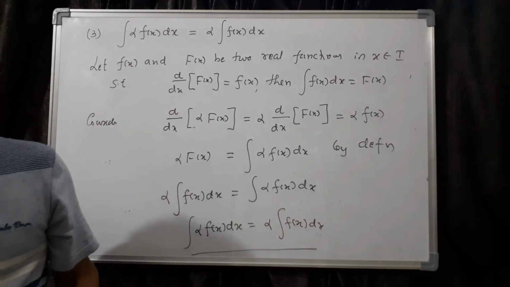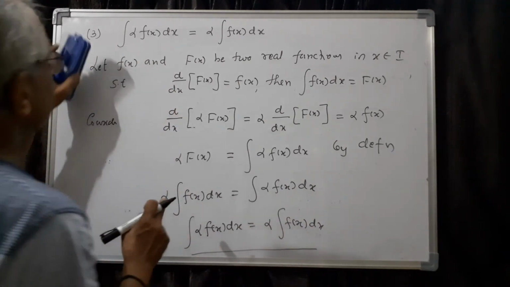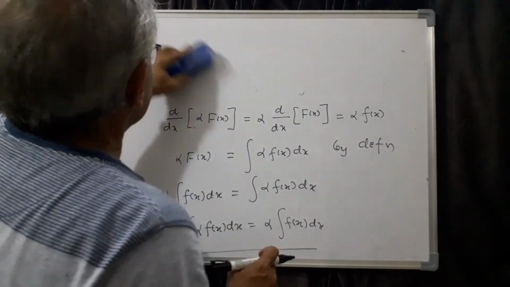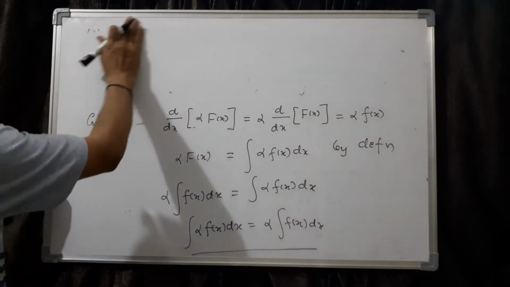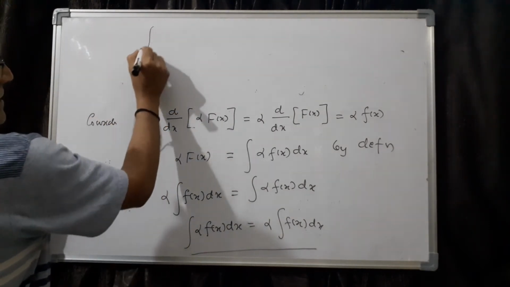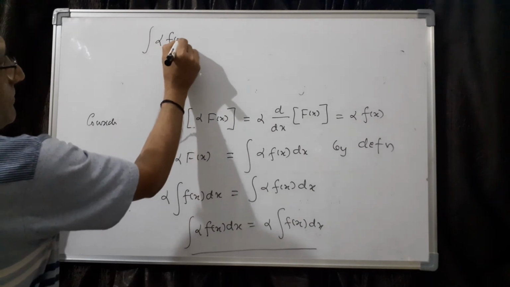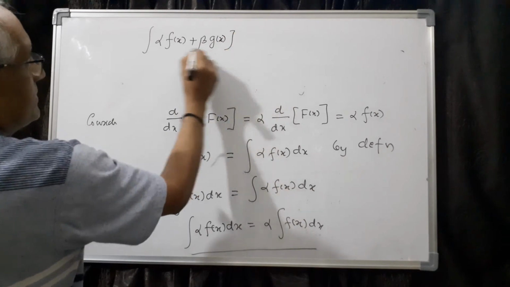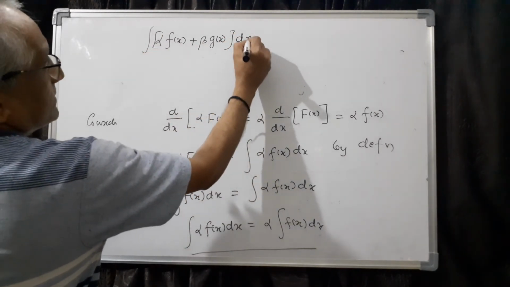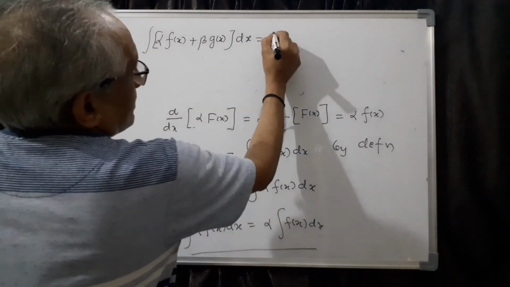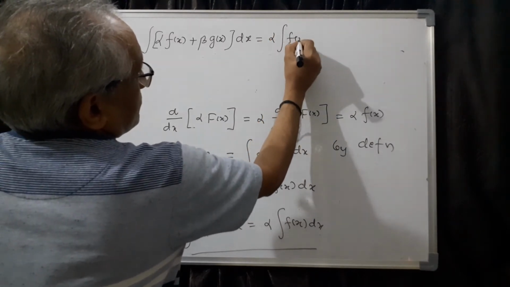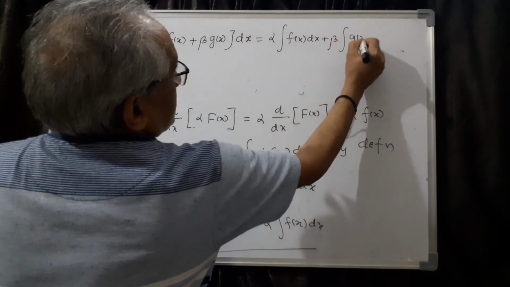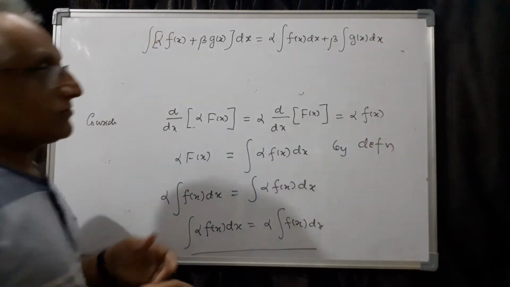Now we can generalize instead of one function. Suppose there are many functions, say alpha and beta, two constants, and f and g, two functions. Then you can remember: if integration of alpha f of x plus beta g of x dx is given, then we can directly say alpha into integration of f of x dx plus beta into integration of g of x dx. So this is the rule.